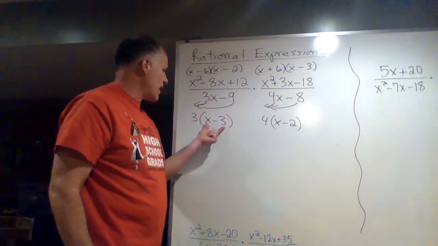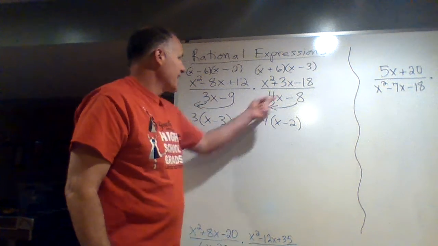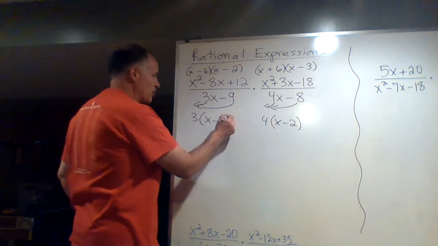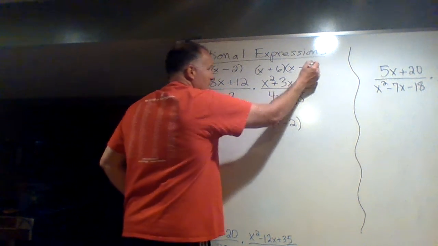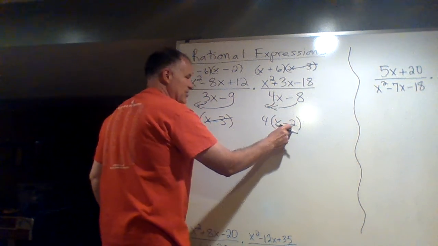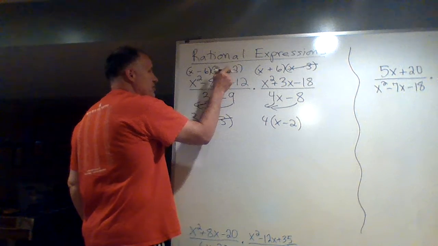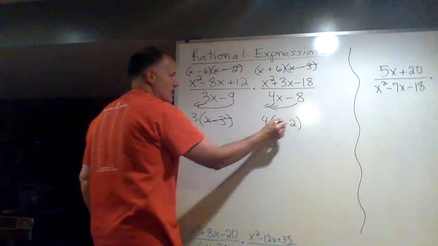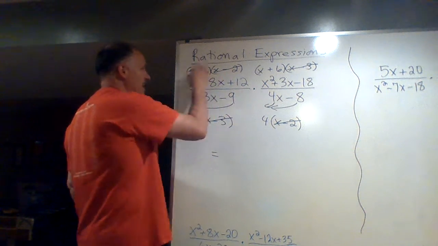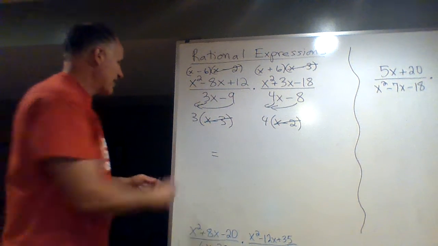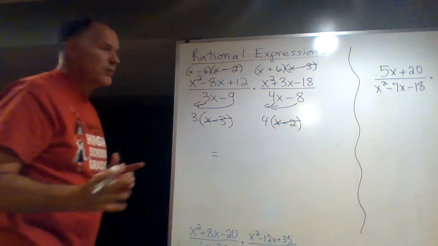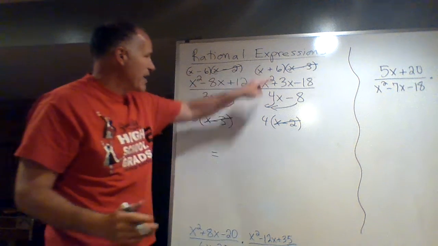So now this binomial can cancel with that binomial. So the x minus 3 here, the x minus 3 here can cross out. And then this x minus 2, again, the whole binomial can cancel with this whole binomial. Now, what's interesting is nothing else cancels. I've got a 3 down here, a 4 down here. So again, this is kind of weird, but what's left is this binomial and that binomial.